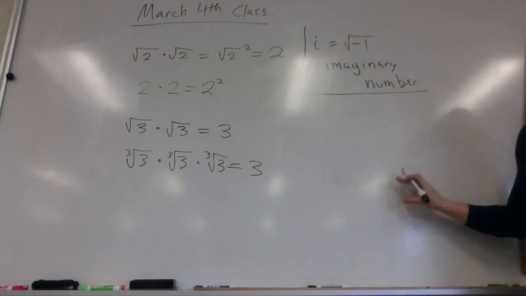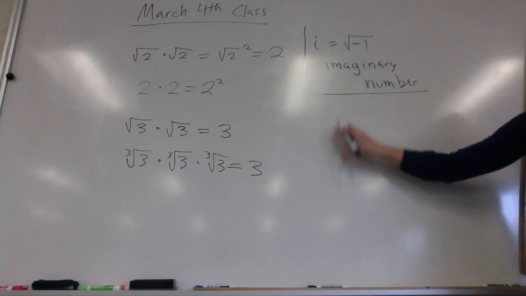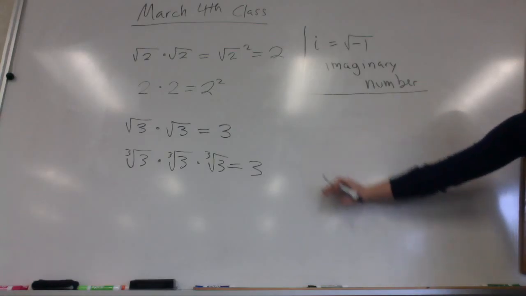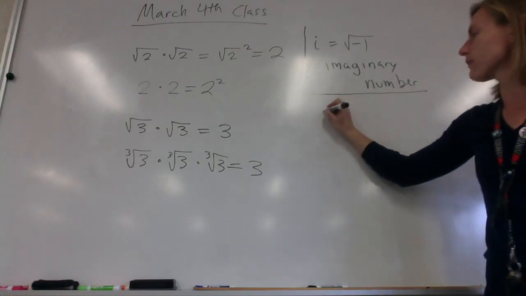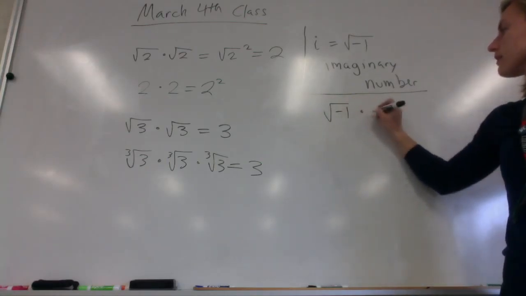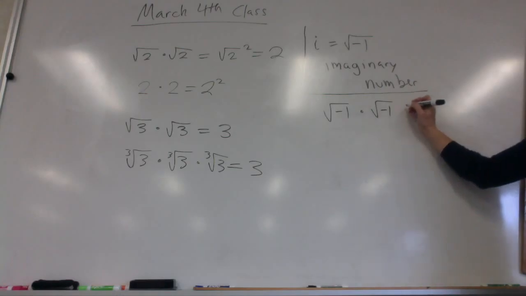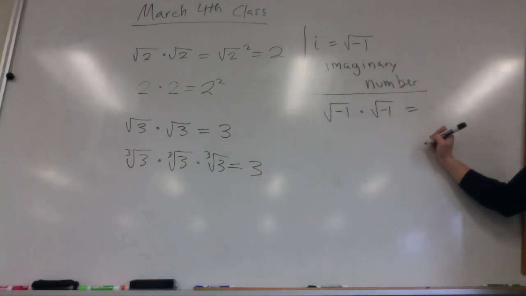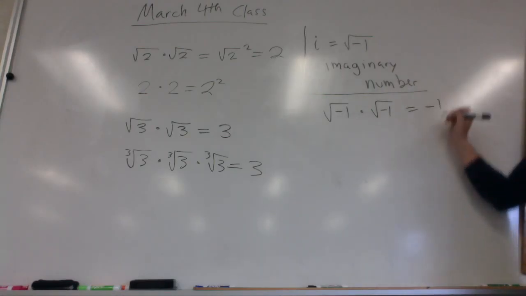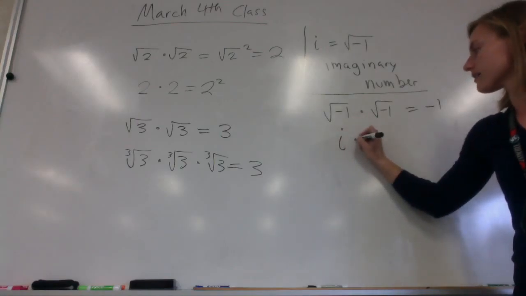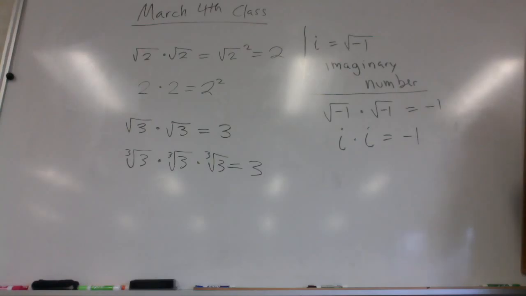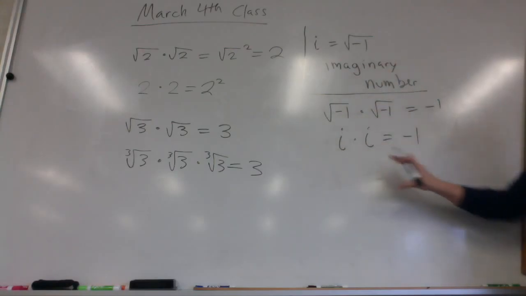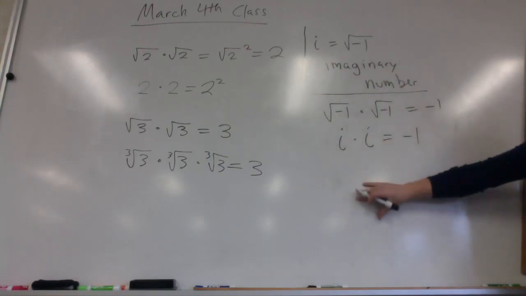I'm going to come back to our imaginary friend now. This technically is something you don't need to know yet, but while we're on the topic, I want to tell you about it. What if I had negative 1 times the square root of negative 1? What's that going to be? Negative 1. So an i times an i gives you a negative 1. So that's one of the ways you can use imaginary numbers. You don't actually have to know this stuff, but I just want to show you.